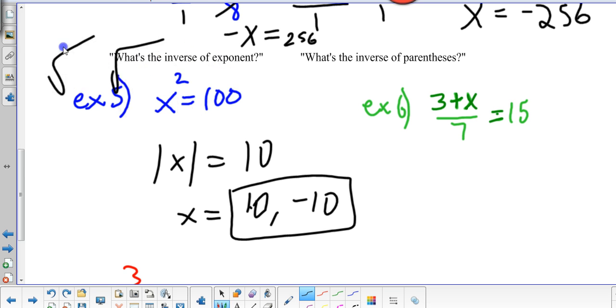If we put in 10, 10 squared is 100. But negative 10 squared, remember we're going to substitute in with parentheses, is also 100. So both of those work. So you can't just say 10.